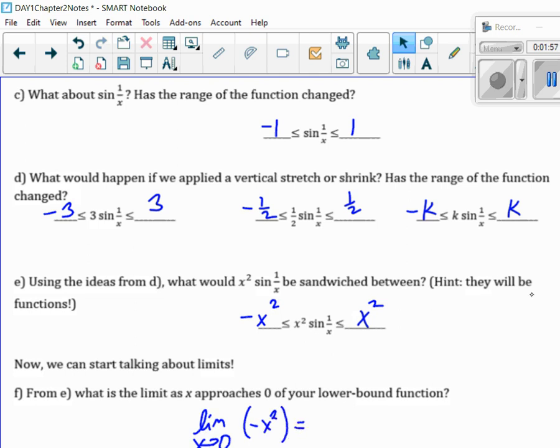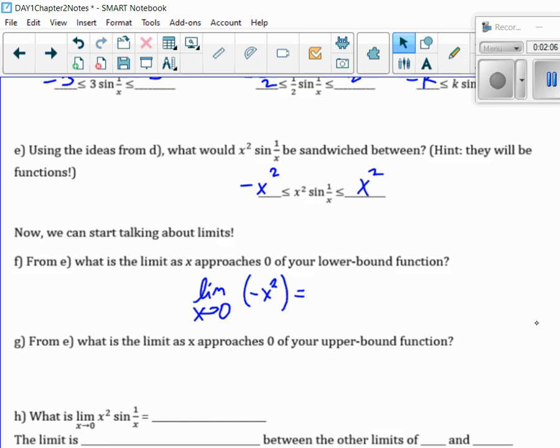So think about that. Even if you don't know how to do this algebraically with direct substitution, does everybody remember what -x squared looks like graphically? Yeah, it's an upside down parabola. So what's the limit as x goes to 0? It's 0. And what about the other limit, the limit as x goes to 0 of positive x squared? It's still 0.